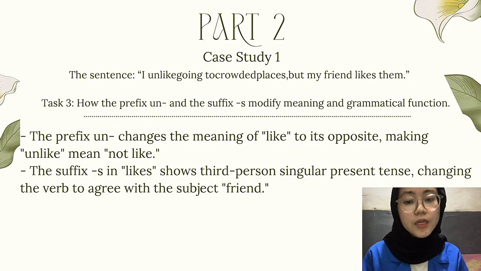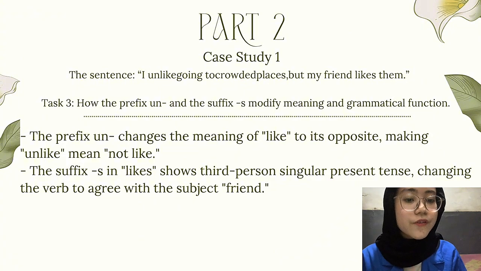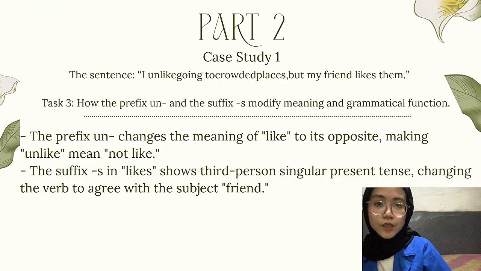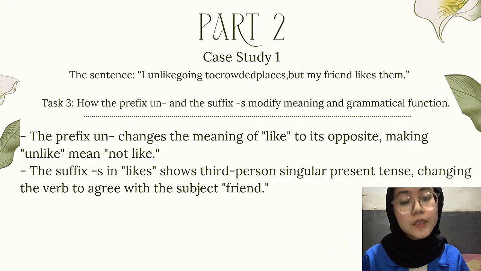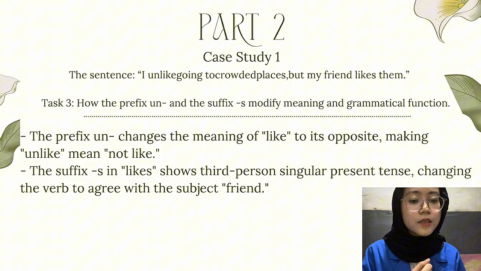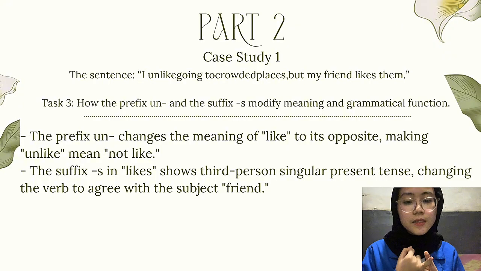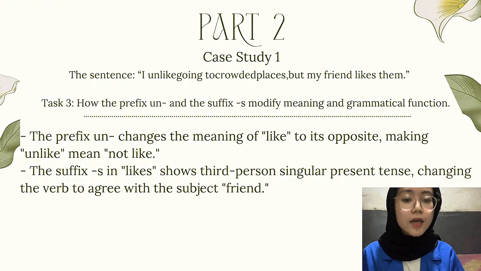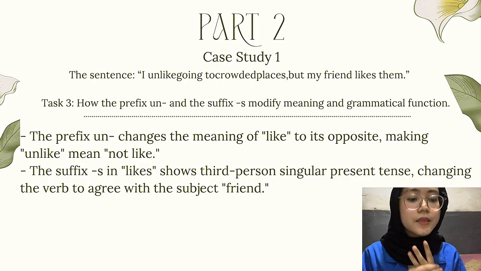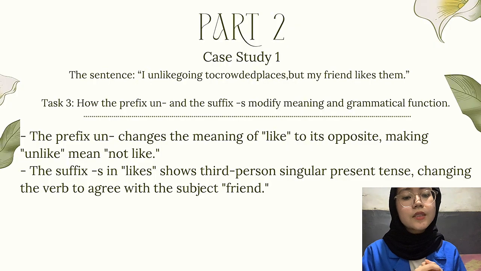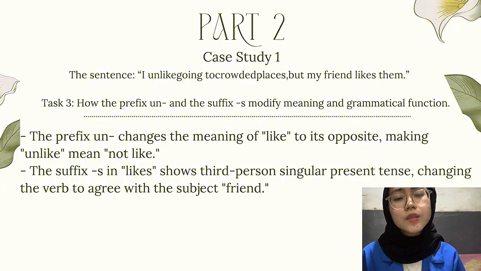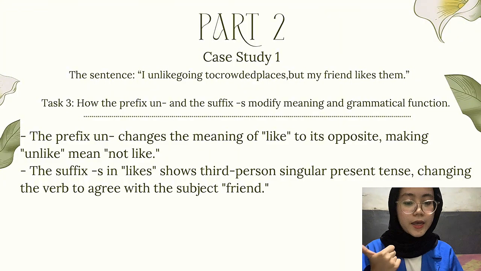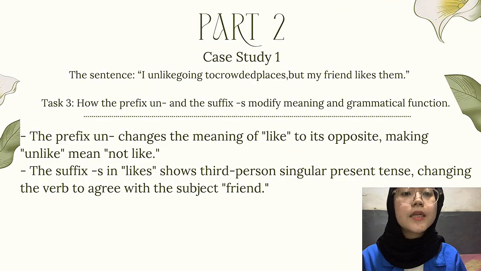So task 3 is how the prefix un and the suffix s modify meaning and grammatical function. The prefix un changes the meaning of like to its opposite, making unlike mean not like. And the suffix s in likes shows the third person singular present tense, changing the verb to agree with the subject friend. So a small change like adding un or s completely changes how a word works in a sentence.